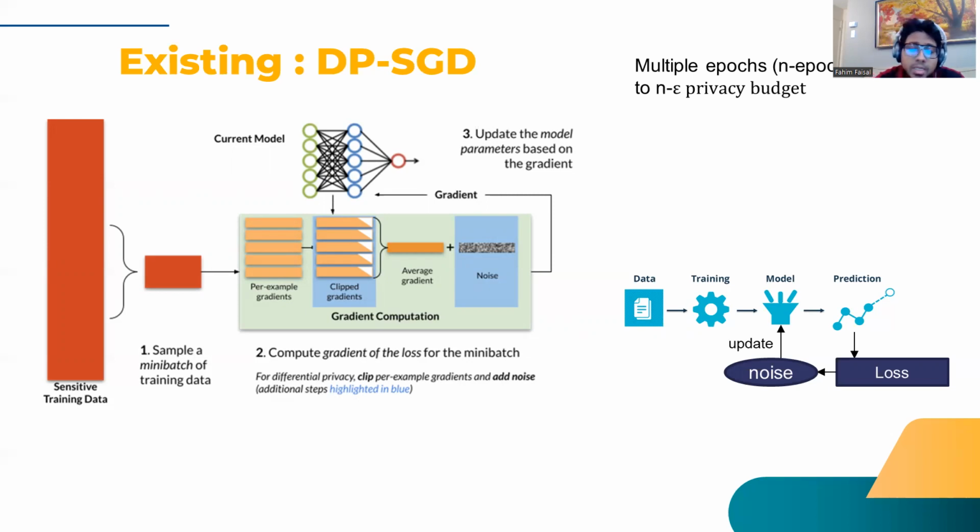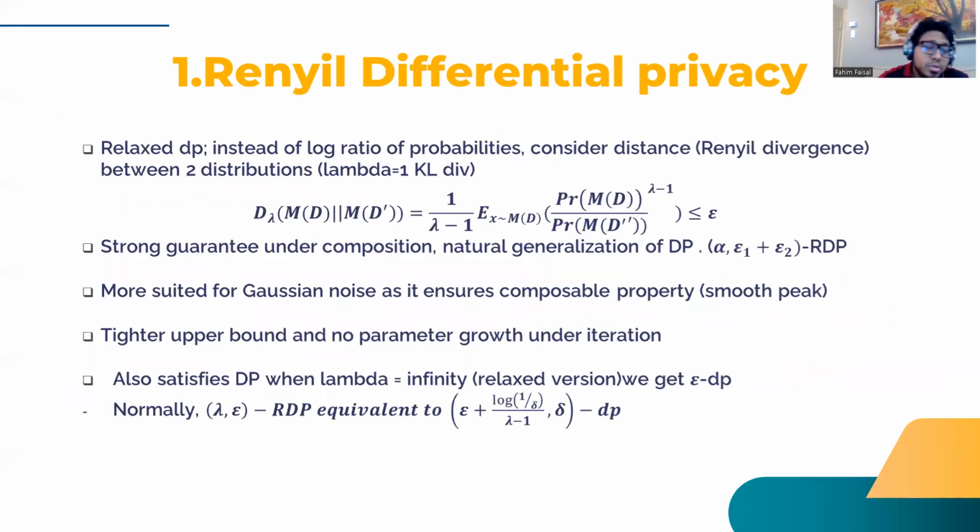The problem with such approaches is that with each epoch, the privacy loss increases geometrically, because for n epochs, the privacy budget becomes n times epsilon. As a solution, some authors proposed Rényi differential privacy, so we incorporated Rényi differential privacy in our algorithm.